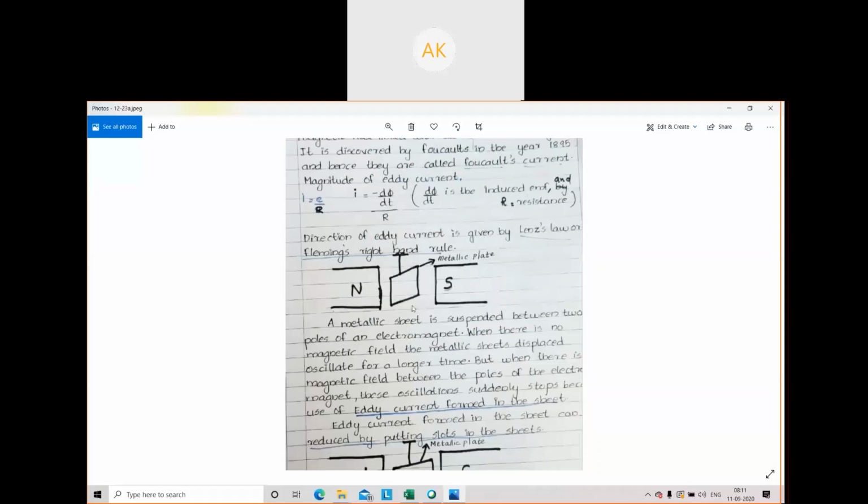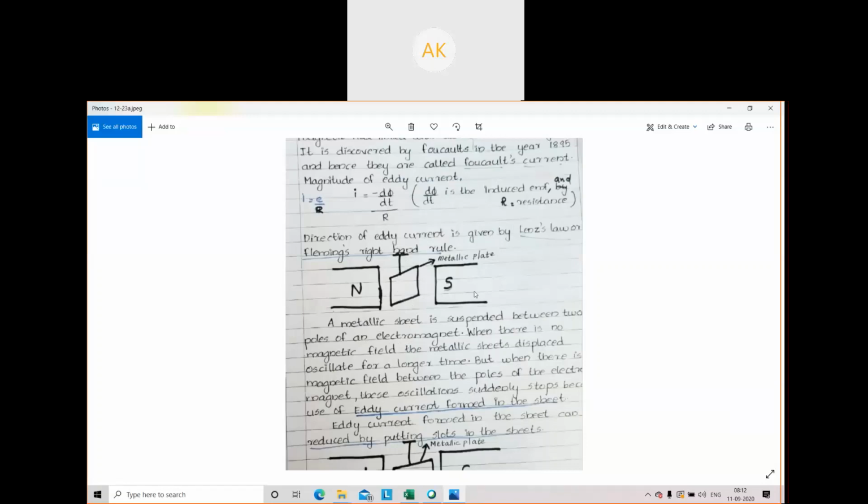Here you can see two poles of a magnet, north and south poles. In between, this is a metallic plate, for example a copper plate or aluminium plate. It need not be magnetic; copper is not at all a magnetic material, and aluminium also is only a metal, so a non-magnetic material. So such a conducting plate is kept between the poles of the magnet, or it is suspended between the poles of the magnet.